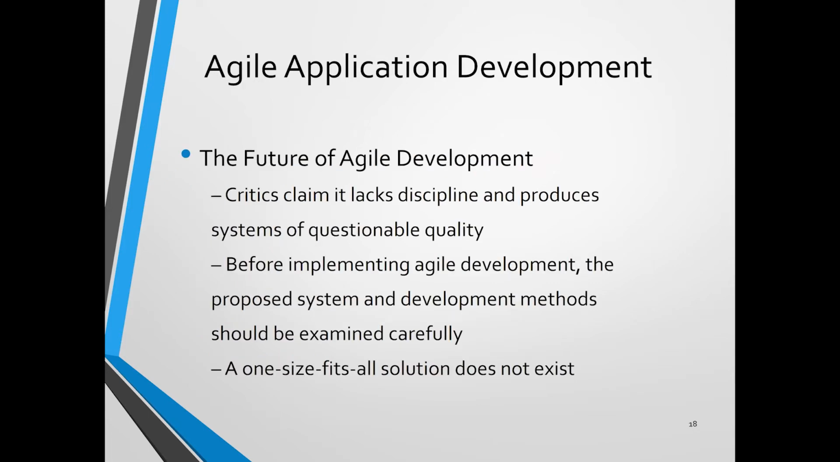And for agile development, somebody claims that it lacks discipline and produces a system of questionable quality because you do it many times, and users give heavy feedback to the system as well. So sometimes, if your company has a standard but the users want to change, you may have to follow the users' instructions, because we use agile methods.